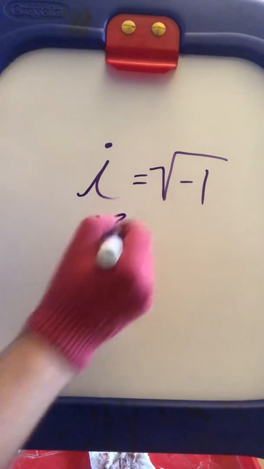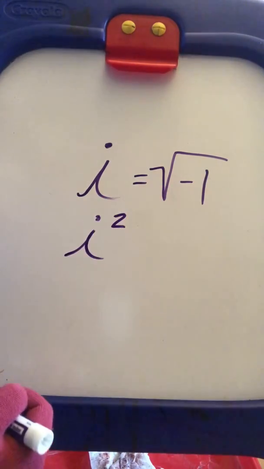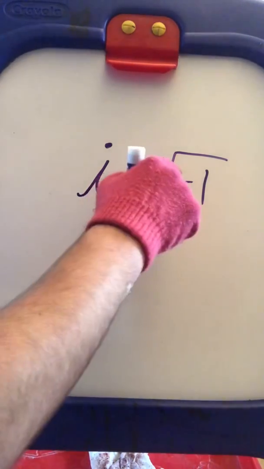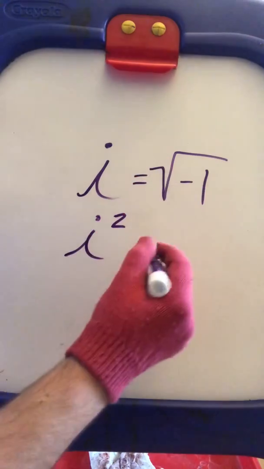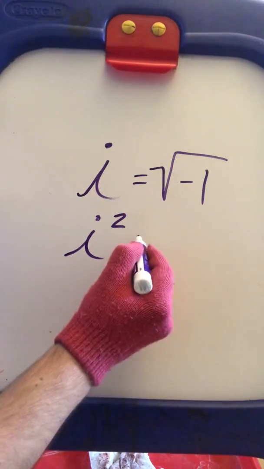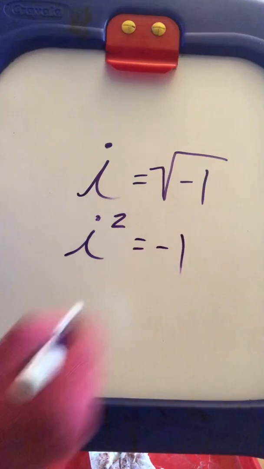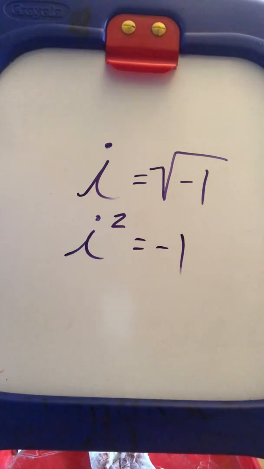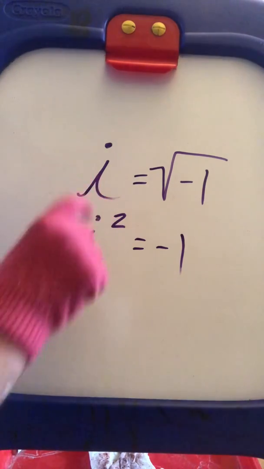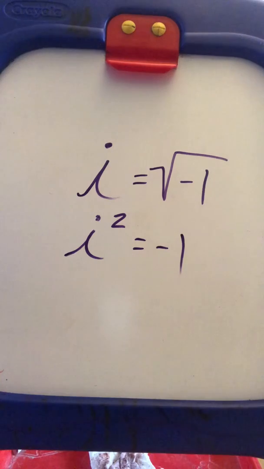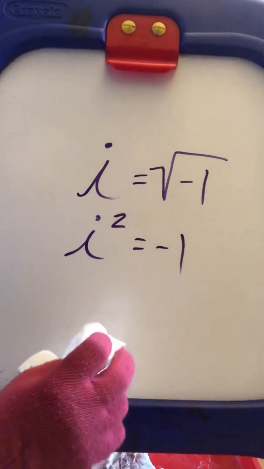I squared, so if I squared this, the square root of -1 squared just gets rid of the square root. So I squared is -1, which is really weird. Now we've got this imaginary unit that we weren't allowed to work with before. I am going to ask you guys to do some work with this unit. But first, I've got to teach you a few things about it.